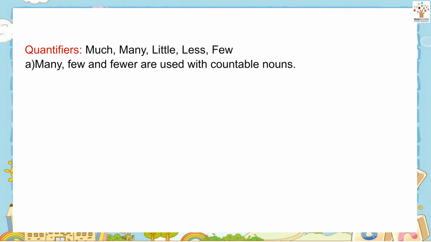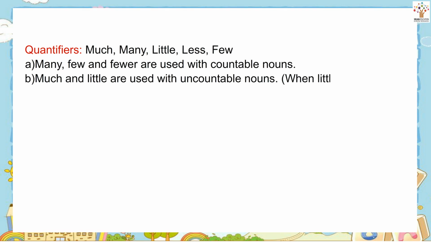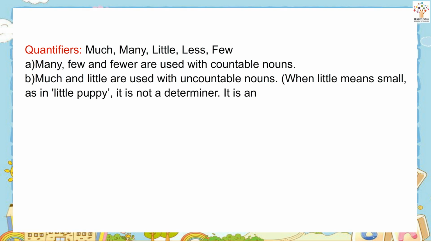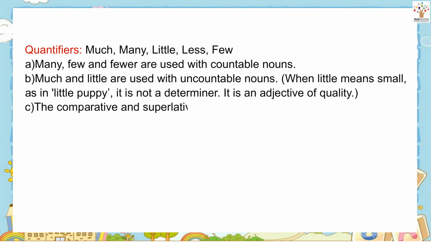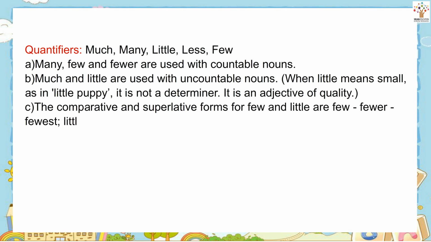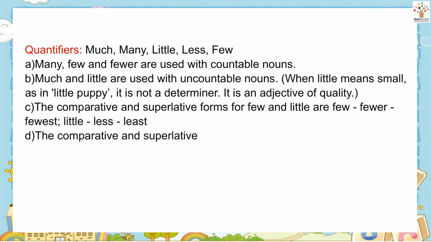Quantifiers: much, many, little, less, few. Many, few, and fewer are used with countable nouns. Much and little are used with uncountable nouns. When little means small, as in little puppy, it is not a determiner. It is an adjective of quality. The comparative and superlative forms for few and little are few, fewer, fewest, little, less, least. The comparative and superlative forms for many and much are more and most.